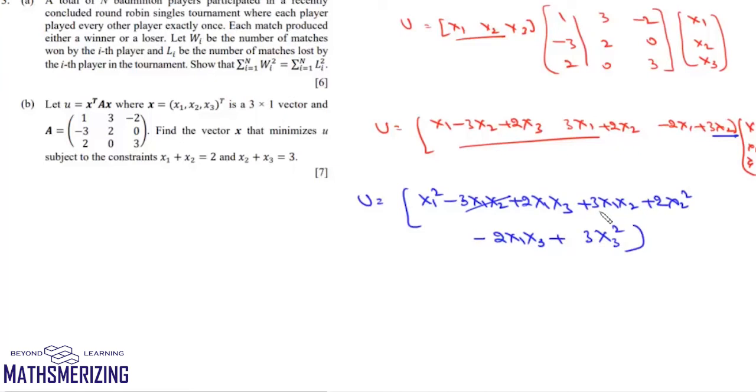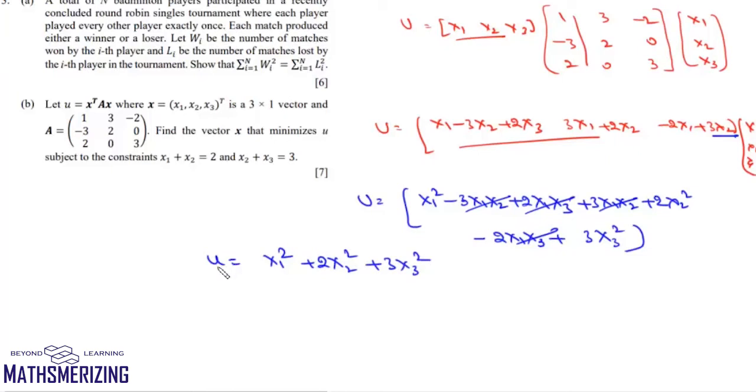Now 3 x1 x2 will cancel and 2 x1 x3 will cancel. So we'll get this U as x1 square plus 2 x2 square plus 3 x3 square.